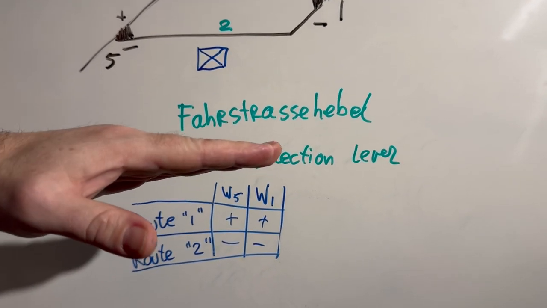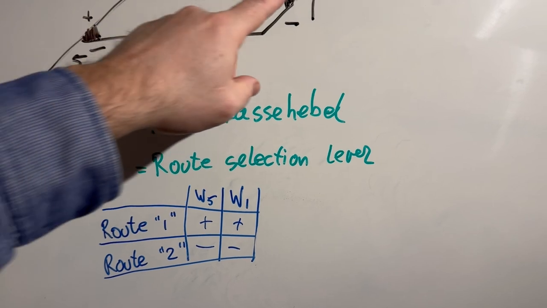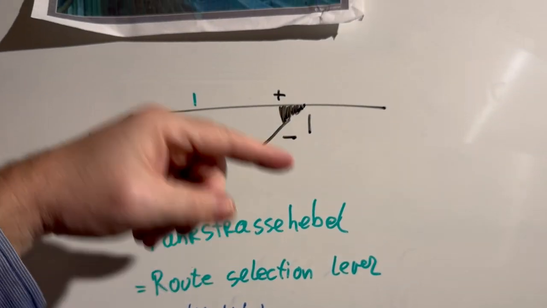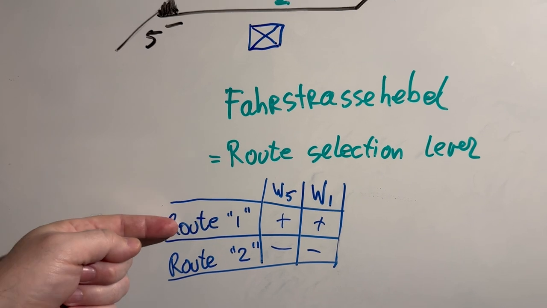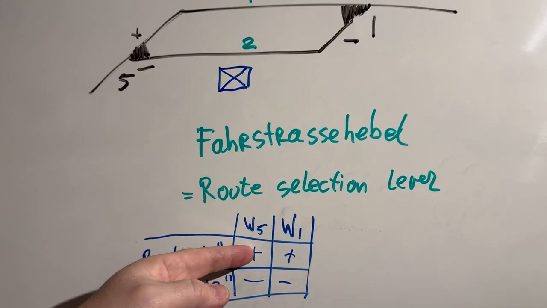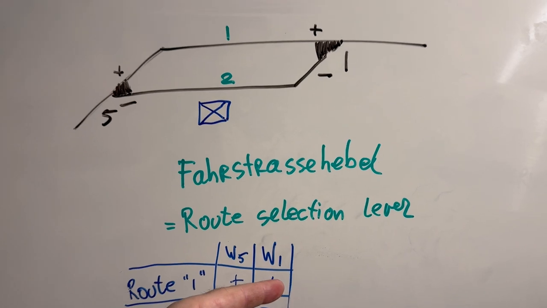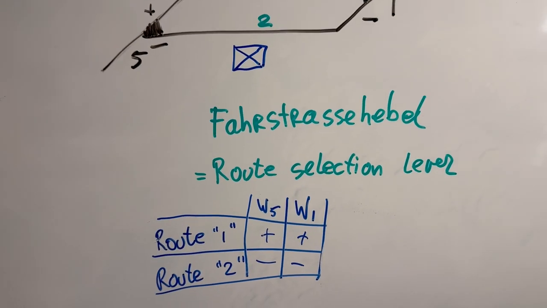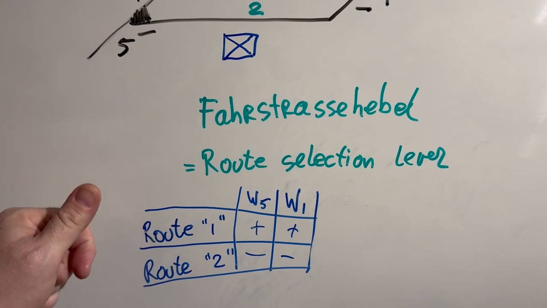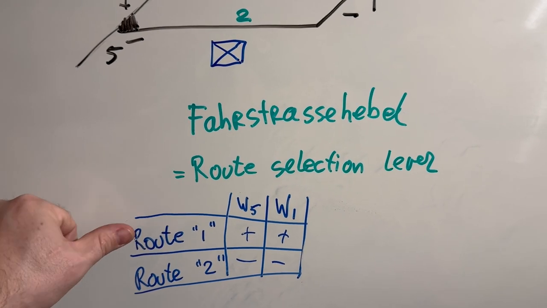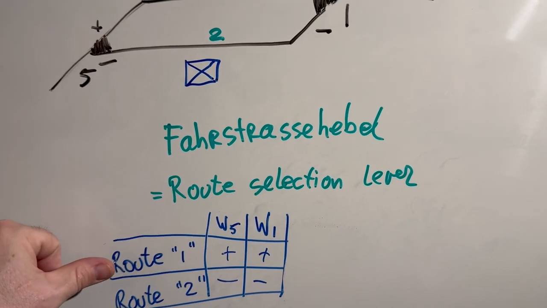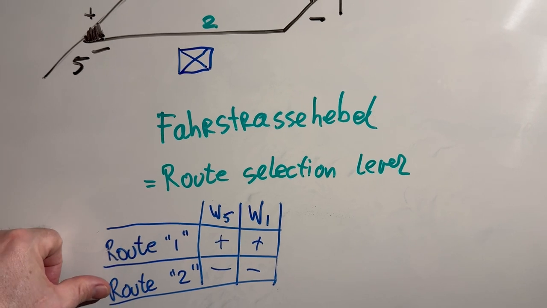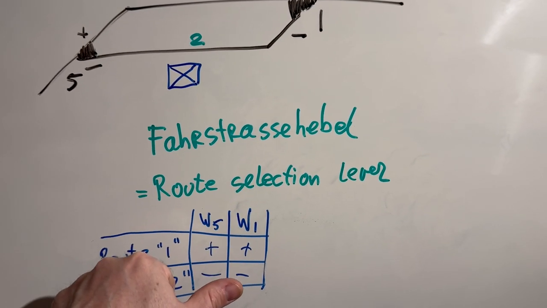In the case of neutral, the levers can be moved freely, but if you choose route one, you have to have the two switches, number five and number one, in the plus position, and only then you can flip the route selection lever to route one. And if it's on route one, it blocks the two switch levers. The same with route two: it needs them both in the minus, and it blocks them in there.